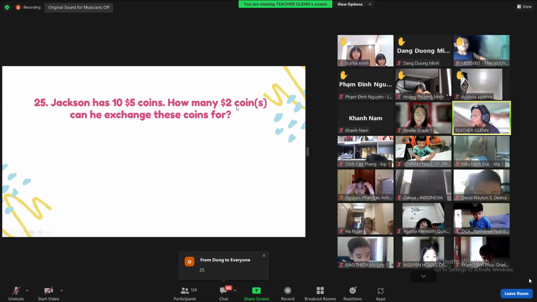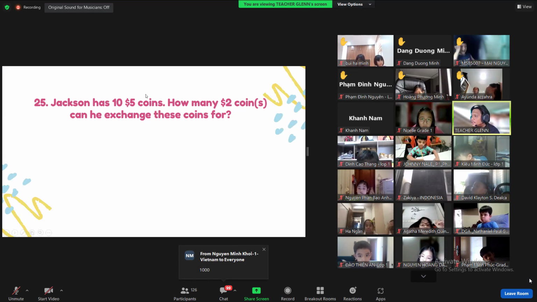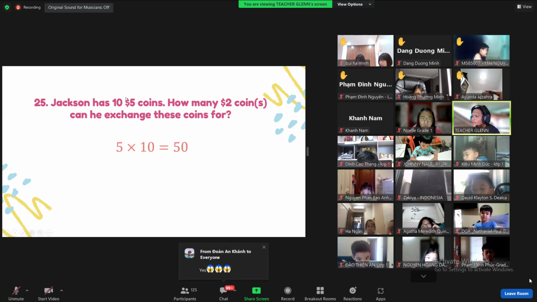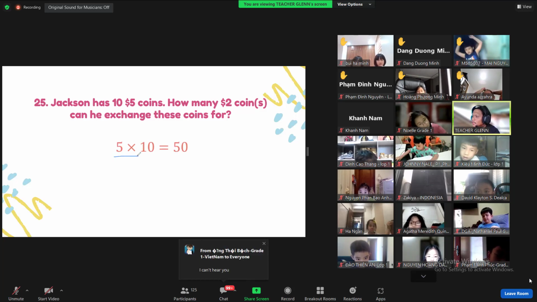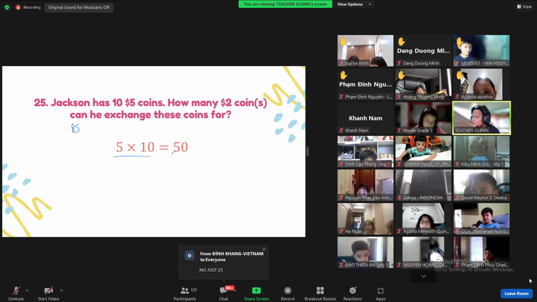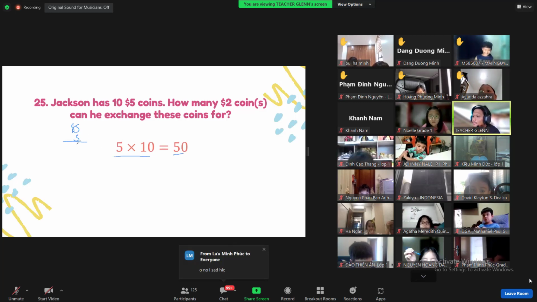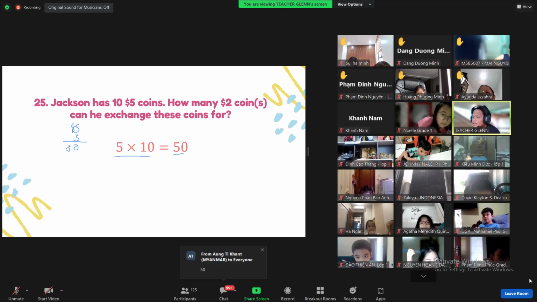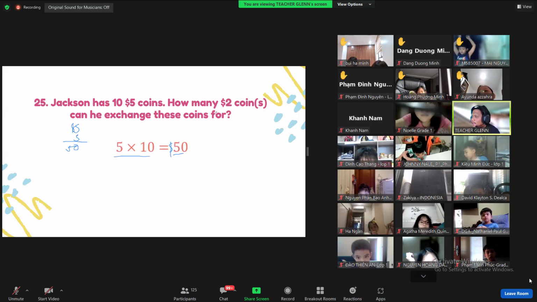A $2 coin or coins can he exchange these coins for? Okay, so the first thing that we're going to do is we're going to solve how much money Jackson has. Since Jackson has 10 $5 coins, we're going to multiply 5 by 10. So 10 times 5 is 10 plus 10 plus 10 plus 10 plus 10, which is equal to 50. So if you multiply like this also, 5 times 0 is 0, and 5 times 1 is equal to 5. So we know that Jackson has $50.